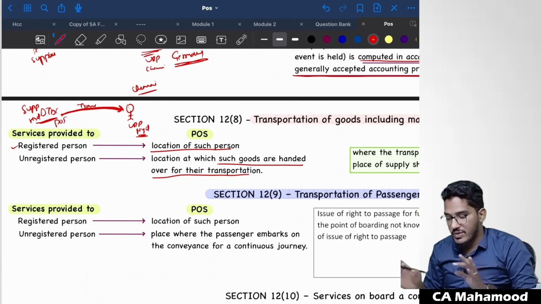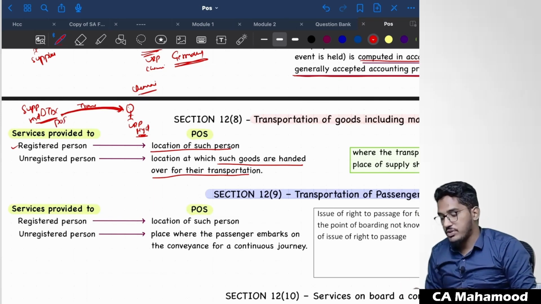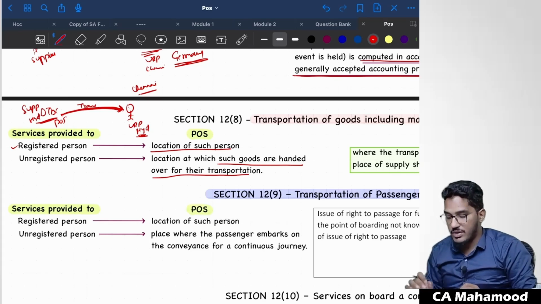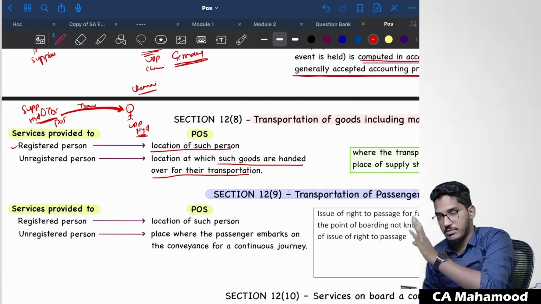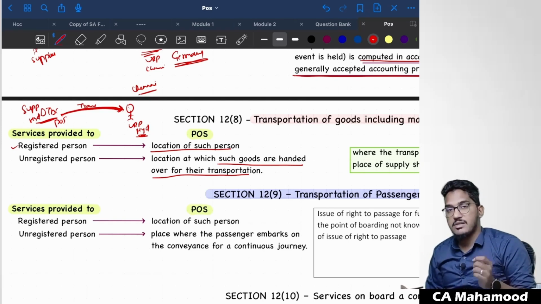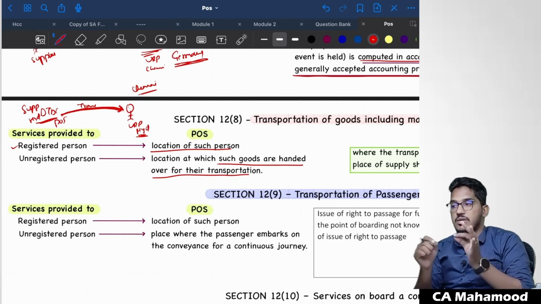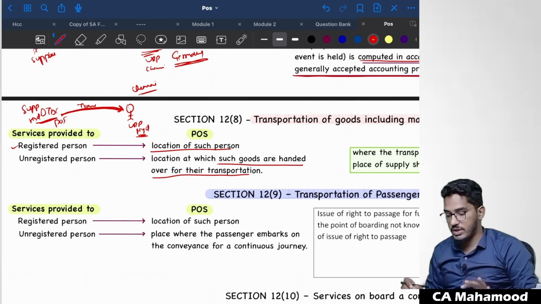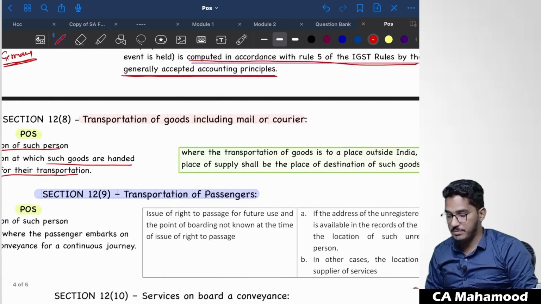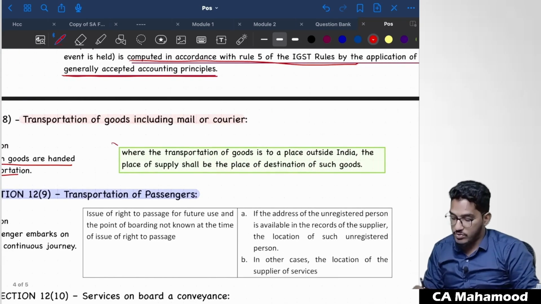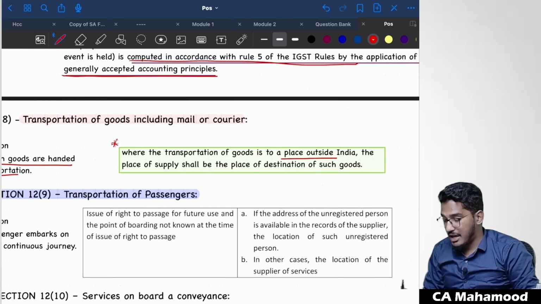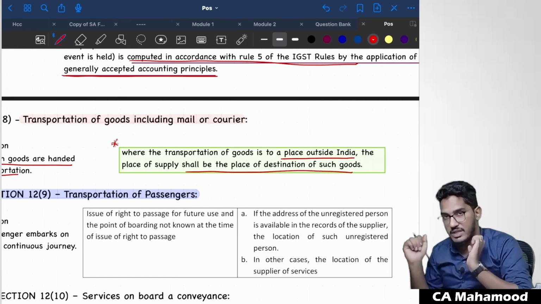Able to understand? So in case of services relating to transportation of goods, here also we need to check what is the status of the recipient. If the recipient is a registered person, the place of supply will be location of the recipient. In case if the recipient is unregistered person, wherever the goods are handed over for transportation, that place will be the place of supply. And here also they said one more specific thing. In case where the transportation of goods is to a place outside India, then the place of supply shall be the place of destination of such goods, generally outside India.